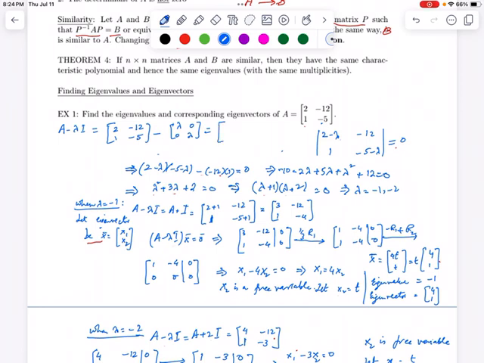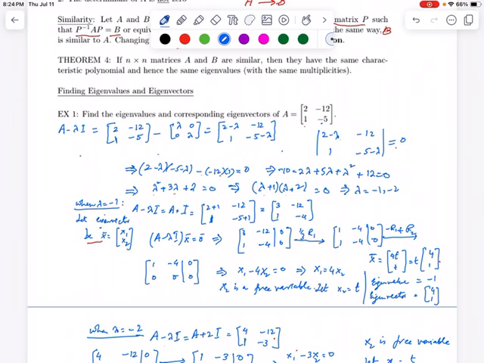Now I subtract. So I get 2 minus lambda, negative 12 minus 0 is negative 12, 1 minus 0 is 1, and negative 5 minus lambda. So this is what A minus lambda I is.